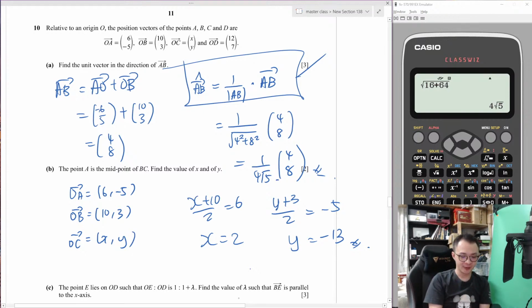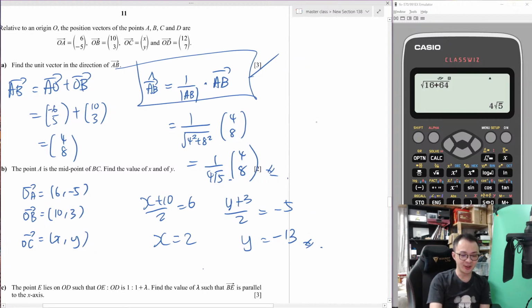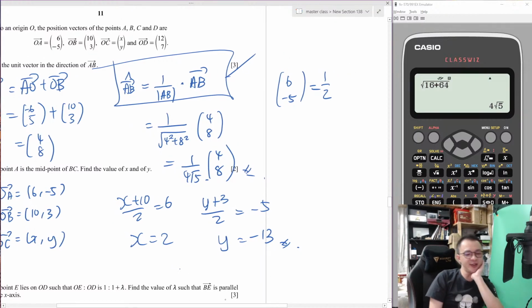Let me see. BC. Okay, this one I was trying to use the coordinate method. I'm thinking if I don't want to use the coordinate method, is there any other method I can use here? Okay, OA is 6, -5, which is the midpoint, right? So it will be half of BC. Because for BC, I will do BO plus OC, but for BO, I will just have the negative coordinates. Let's see what happened.